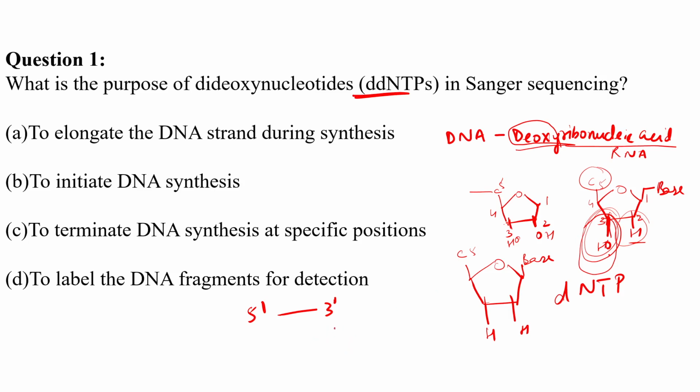So we can have the phosphate group attached to the 5th carbon, then we will have the whole base, and from this third carbon, this OH will now go and make a phosphate bond with the 5th carbon of the next base. Okay, and that's how we have the DNA sequence.